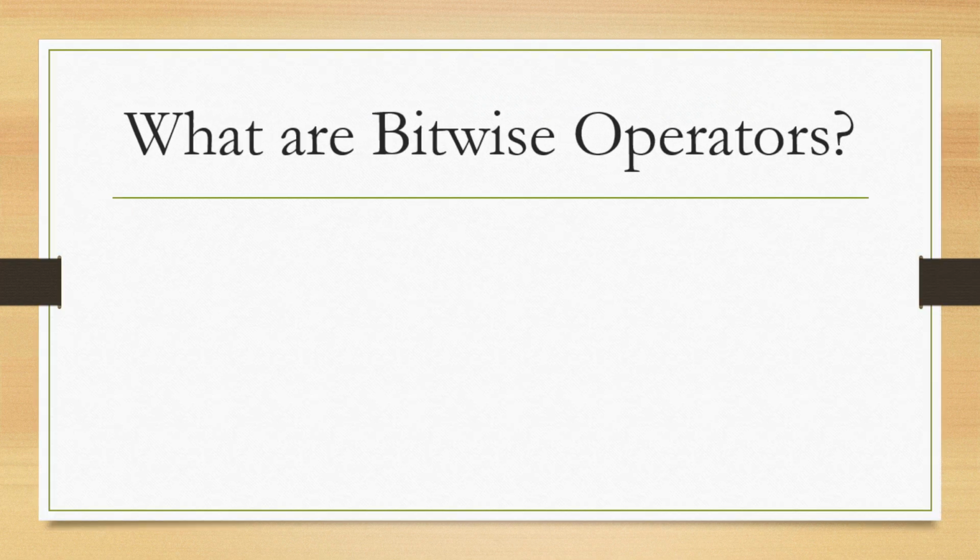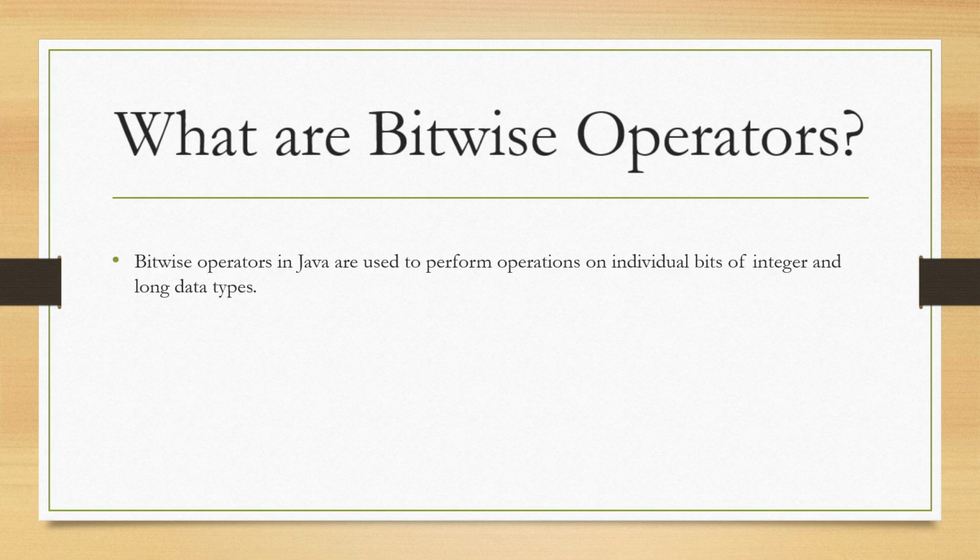What are bitwise operators? Bitwise operators in Java are used to perform operations on the binary bits of integer and long data types. They work faster than arithmetic operators because they work at bit level. Because our computer can understand the zeros and ones, that's why bitwise operators are faster than the arithmetic operators.